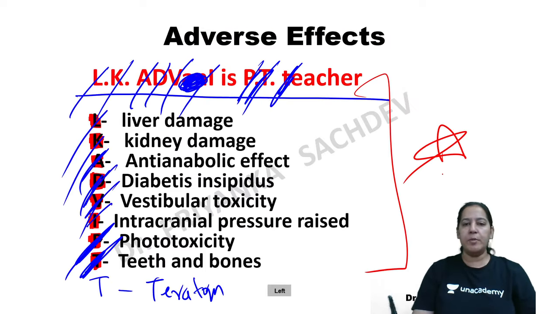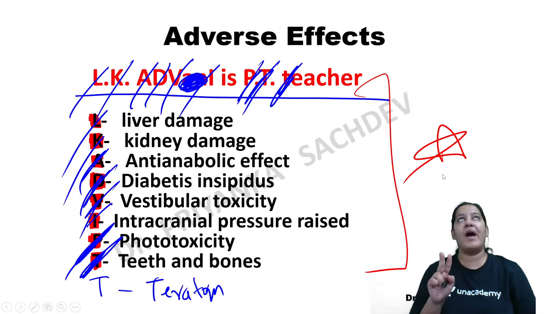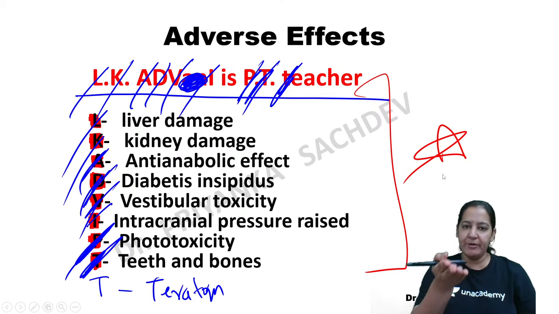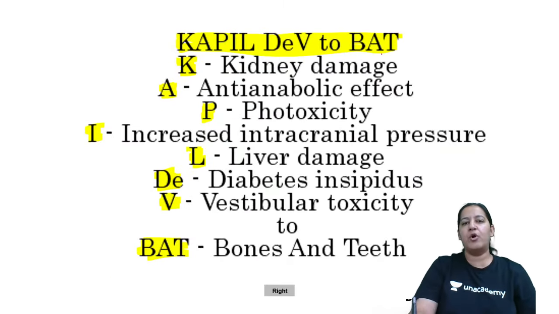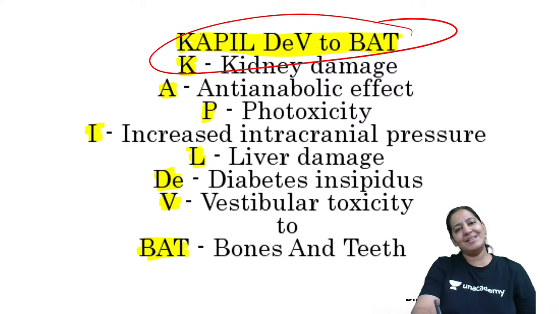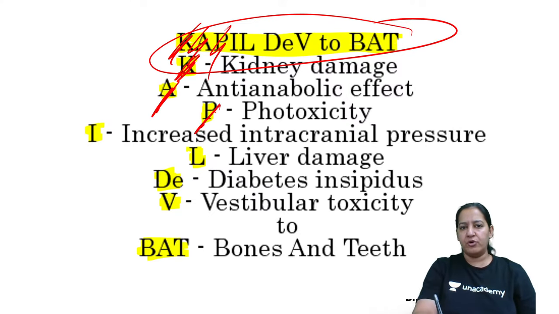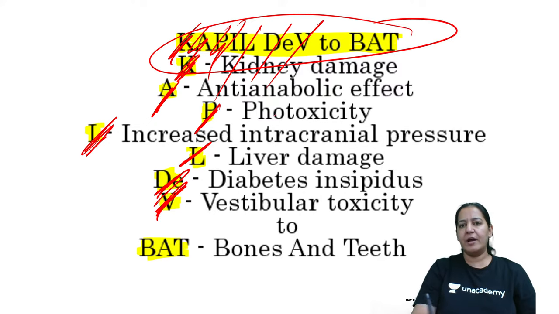Right? There is one more mnemonic. Don't try to learn both. If you like LK Advi PT teacher, it's good enough. If you don't like it, go with Kapil Dev Bat. So again, the same full form. K for kidney damage, A for anti-anabolic, T for phototoxicity, I for intracranial pressure, L for liver damage, D for diabetes insipidus, V for vestibular, and BAT, bone and teeth.